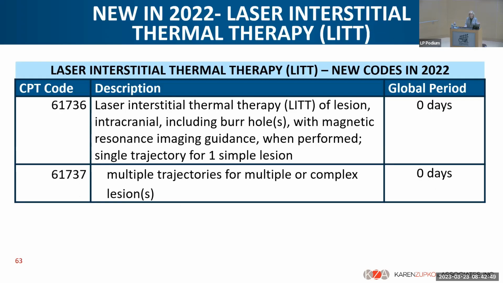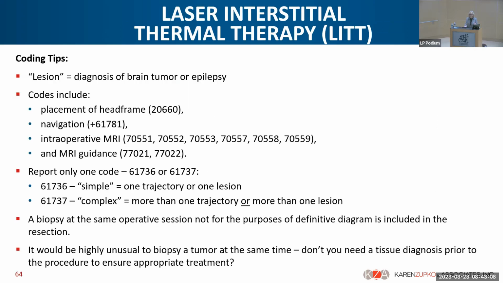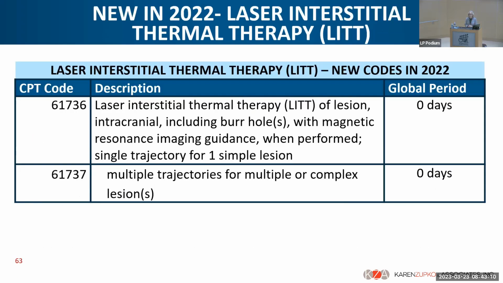LITT therapy, are you doing LITT therapy? This is new in 2022, and this is for epilepsy or tumor resections. We finally have codes, but these are, the first code is for a simple lesion or a single trajectory. The second code is for multiple trajectories or complex lesions. But these have a 0-day global, which is unique in neurosurgery.